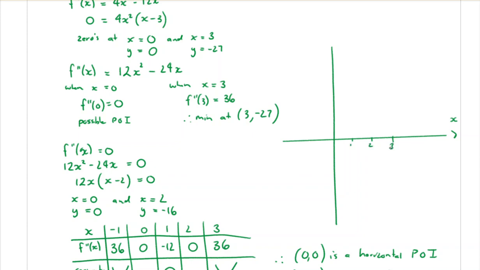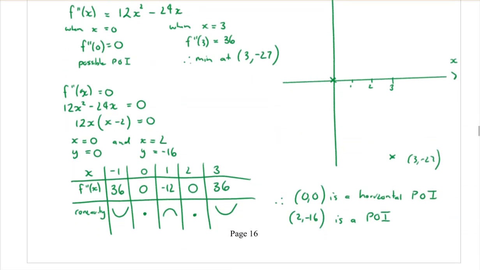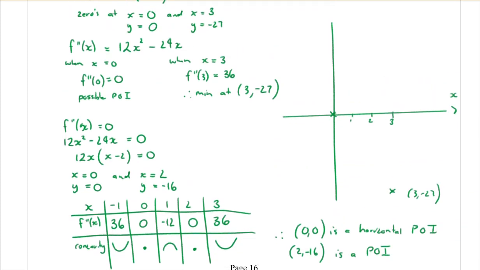So first of all, we found that we had 2 points that had 0 gradients. This first one, 0, 0, turned out to be a point of inflection, a horizontal point of inflection. But we found a stationary point, which was a minimum, at 3, -27. So that's going to be 3, -27 down there. We also found that we had another point of inflection at 2, -16. So that can be about there.